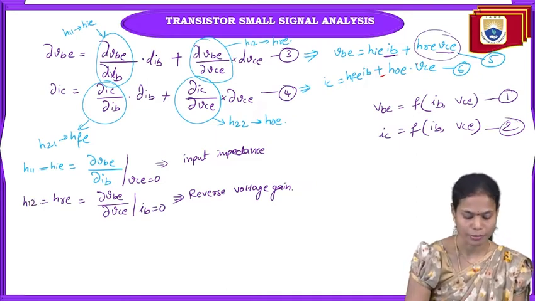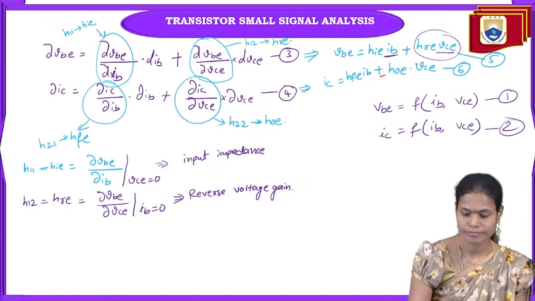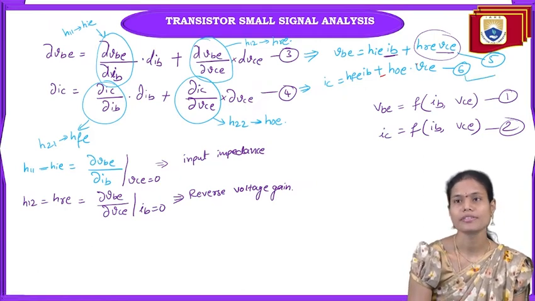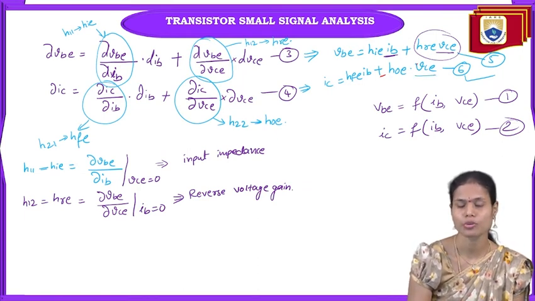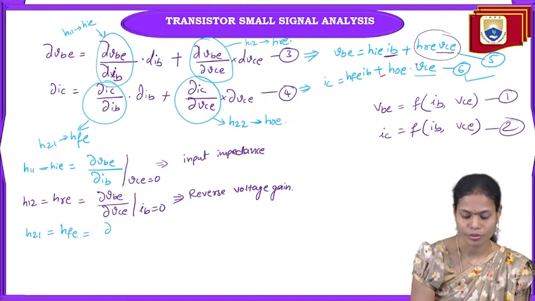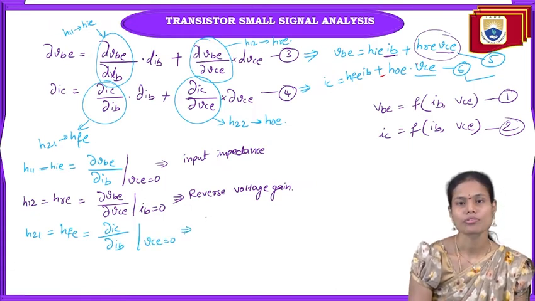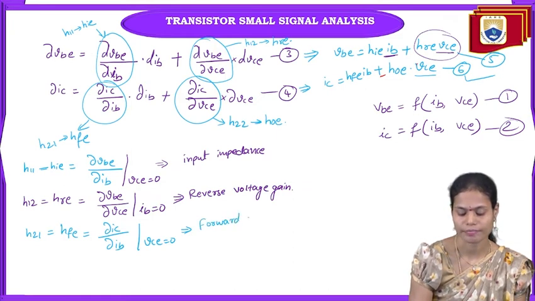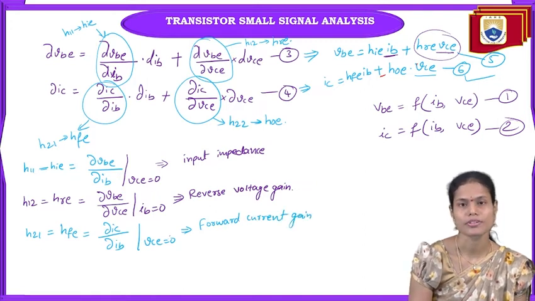Similarly, to find the remaining parameters, I am considering the sixth equation. In the sixth equation, when VC is equal to 0, the output terminals are short circuited. When the output terminals are short circuited, I can write my H21 or HFE is equal to dou IC by dou IB when VC is equal to 0. So it is the ratio of output current to input current, so we can call it the forward current gain. This is when the output is short circuited.